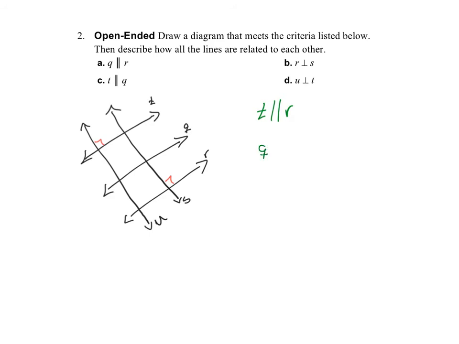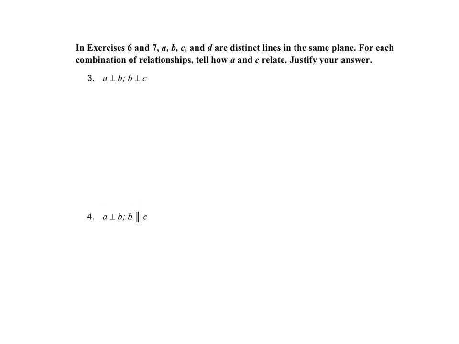Line Q is perpendicular with line U and is perpendicular with line S, right? Because if that one is perpendicular right here, that means that all the angles that are going to be formed right here are right angles, right? And line U and line S are parallel to each other. Okay.